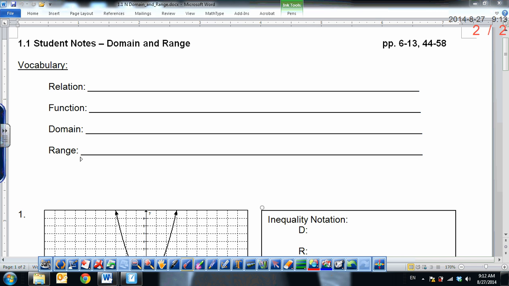So, anyone remember what a relation is? A relation is any set of points, any set of points as ordered pairs x comma y. A function is a specific relation. What do we remember about functions? How do you tell something is a function?